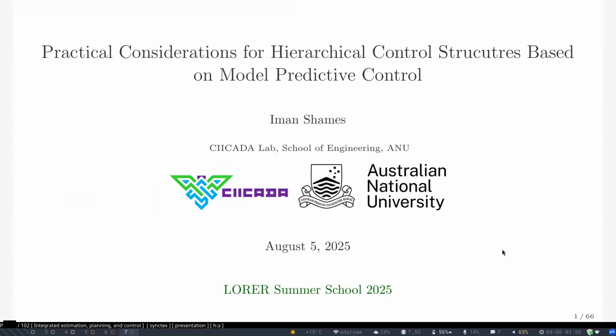Welcome back to class. Our third lecture, or second lecture of the day, third lecture of the summer school, will be focusing on MPC, model predictive control. We'll start with, I believe, two hours of theory, and then we'll jump into an example. The lecture will be provided by Professor Iman from the Australian National University, where he leads the Cicada lab. So Iman, the floor is all yours.